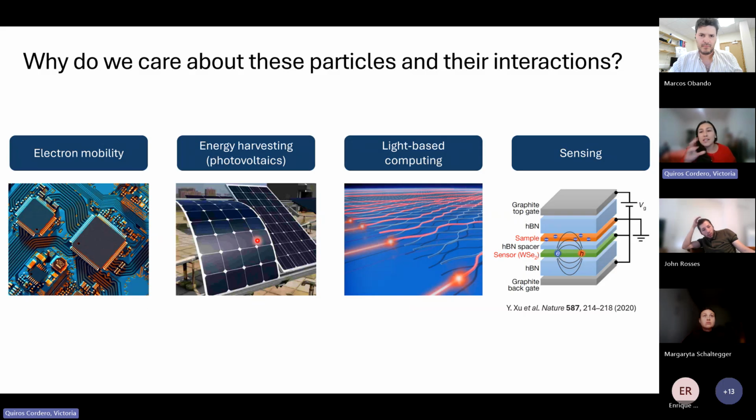Okay, so before diving into the techniques and our observables, why do we care? We care because these particles, quasi-particles, and their interactions have profound implications in electron mobility and energy harvesting. We can use them for light-based computing and also for sensing.